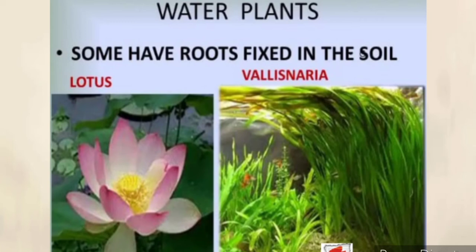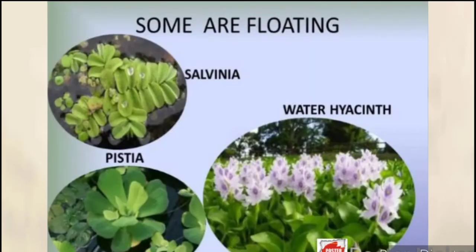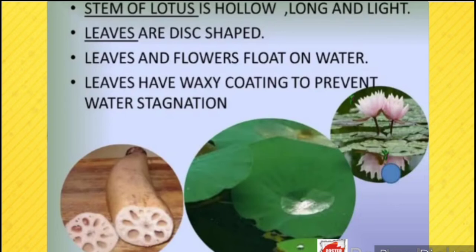So what is the adaptation here? The plants which have roots, they are fixed in the soil, that is in the water bed. Some other plants like the Salvinia, Pistia and water hyacinth, they are floating plants. That means they can easily float on water. Now the adaptations are, stem of lotus is hollow, long and light. Leaves are disc-shaped. Leaves and flowers can float on water.